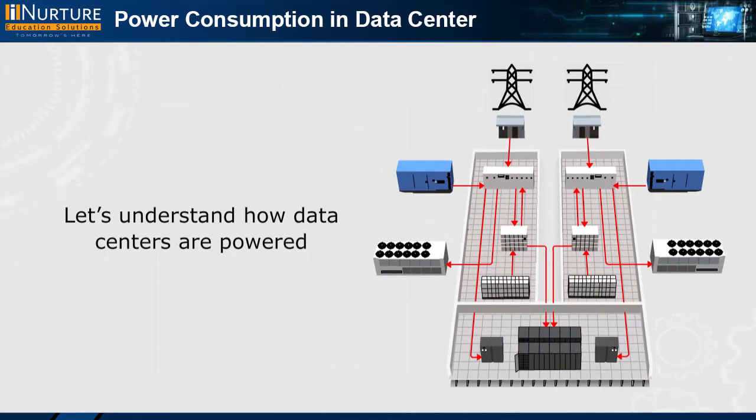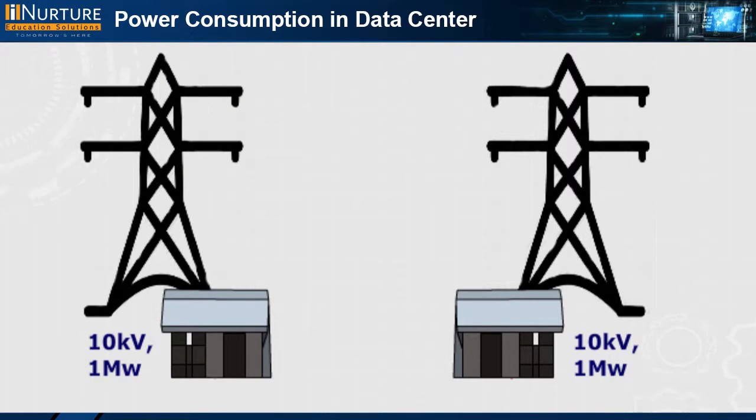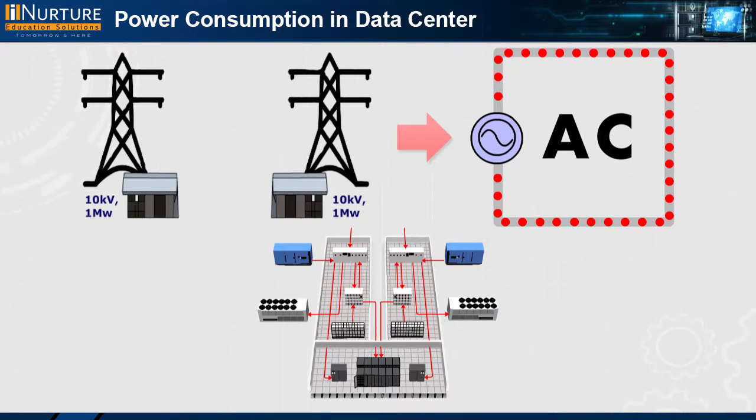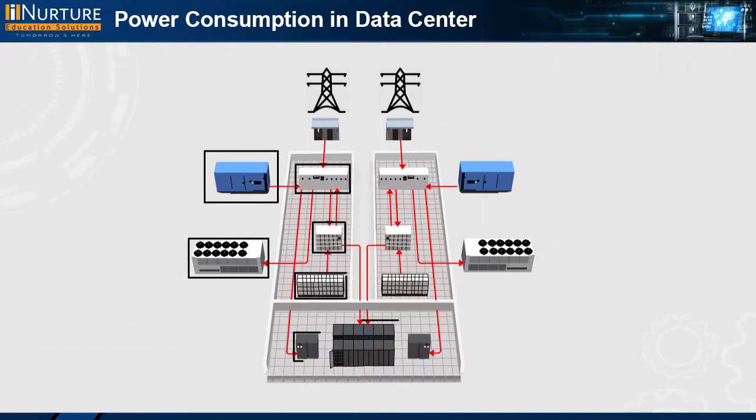Let's understand how data centers are powered. Typically, the devices in a data center would have alternating current (AC) and direct current (DC) power supply. The main power supply to the data center is through an external power supply grid. This grid supplies the AC power to the data center. The AC power is then distributed through all the electrical devices.